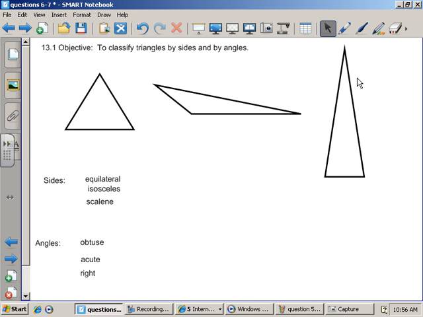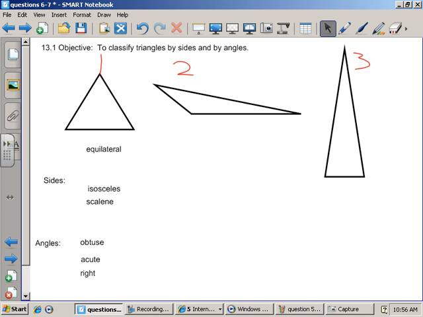Welcome to Chapter 13. Today's objective is to classify triangles by sides and by angles. So we have three triangles in front of us right now. Let's number them: 1, 2, and 3. The first thing we need to do is to classify triangles by sides. So that's what we're going to start with. We have triangle 1, triangle 2, and triangle 3.